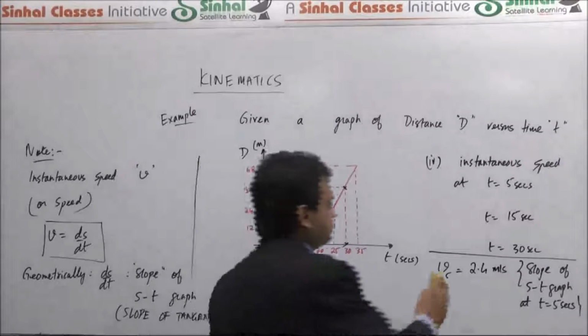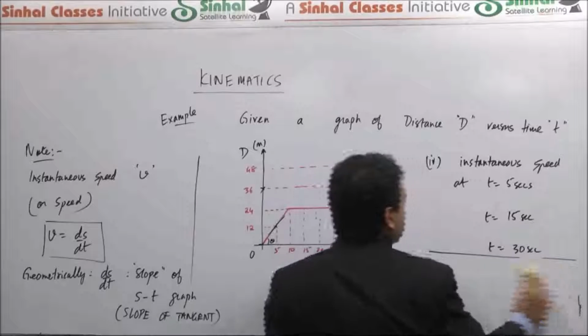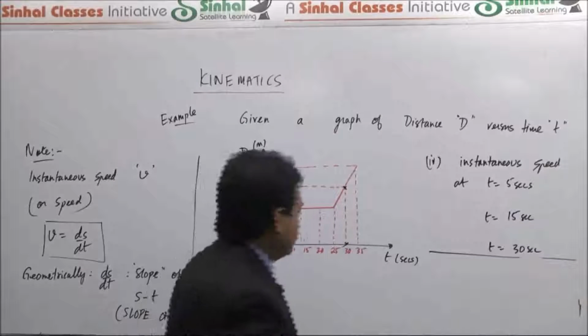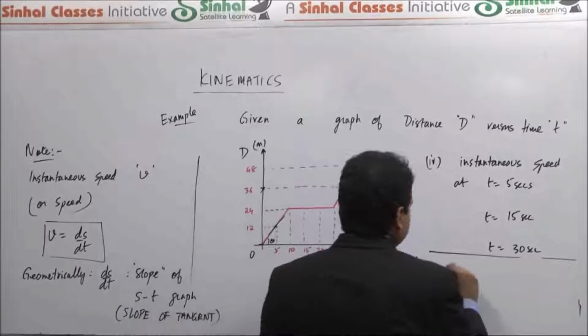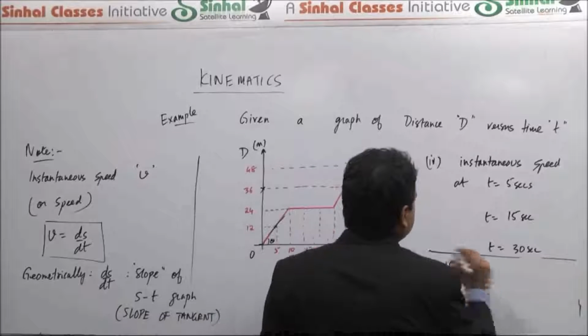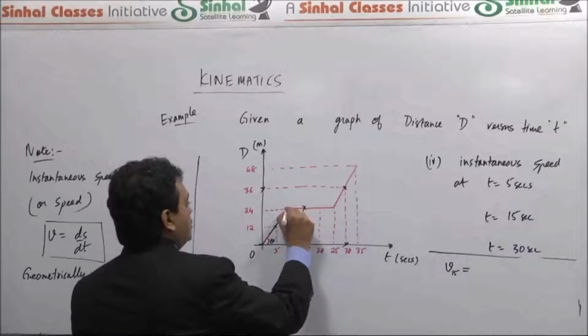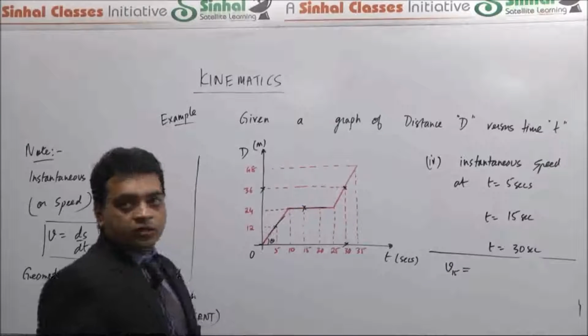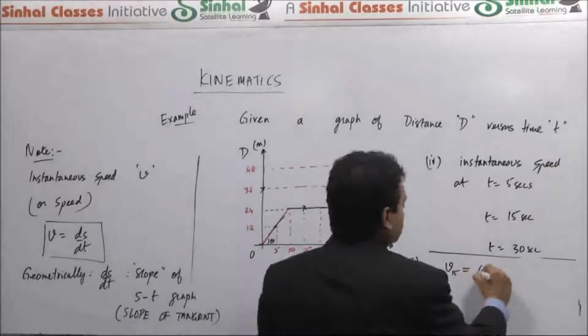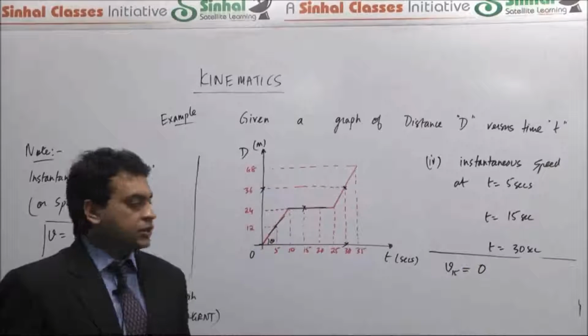Right, so similarly you can see here that at t equal to 15 seconds, it's the slope of this line, and you can see it's a horizontal line at this point of time, so that's 0. The instantaneous speed at 15 seconds is 0.